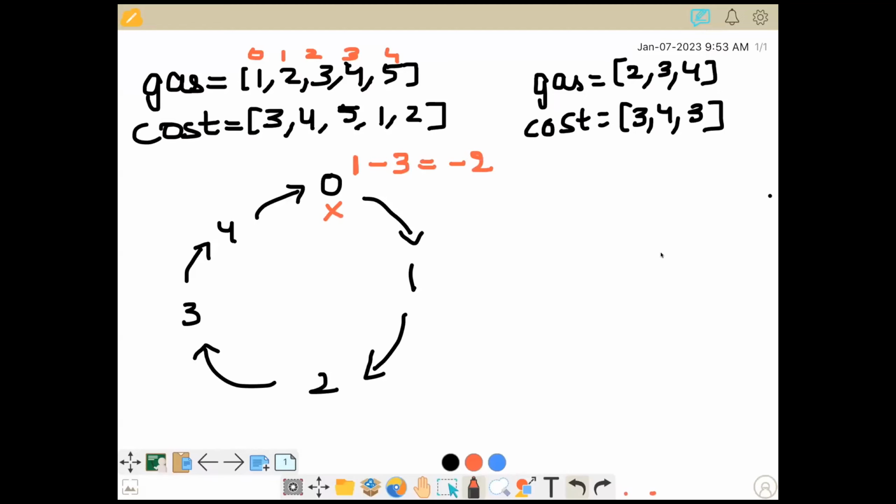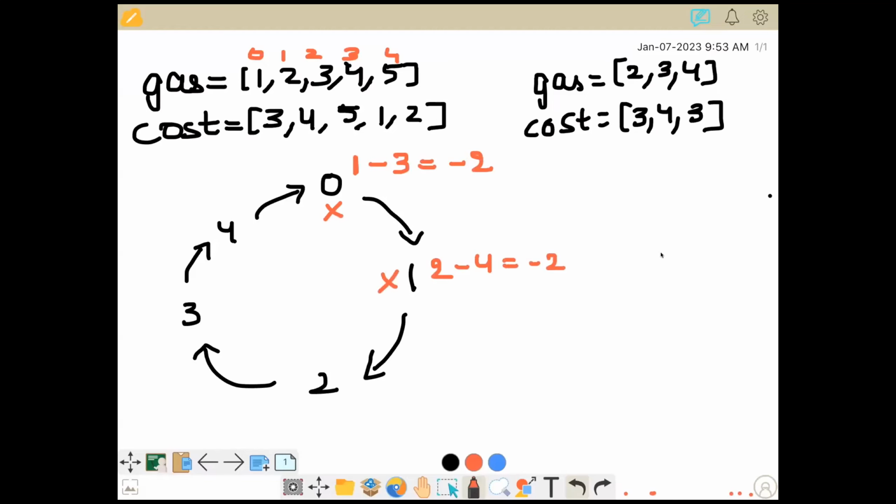Let us move to the first station. Initially, at the first station, we fill up 2 points, and then we require 4 points to go to the next station. Since we do not have enough gas, we cannot reach the second gas station from 1. So 1 cannot be our answer.